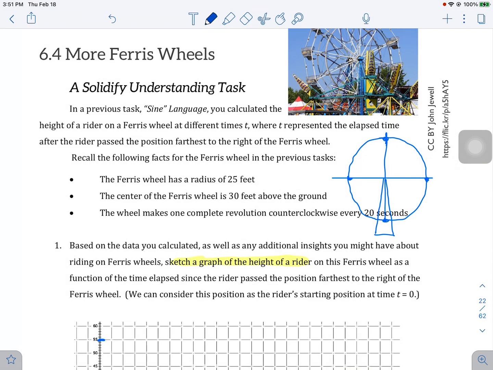Hey, welcome. We're going to look at task 6.4. It's called More Ferris Wheels because we're going to look at the initial Ferris wheel that we've been looking at, as well as maybe come up with some others.